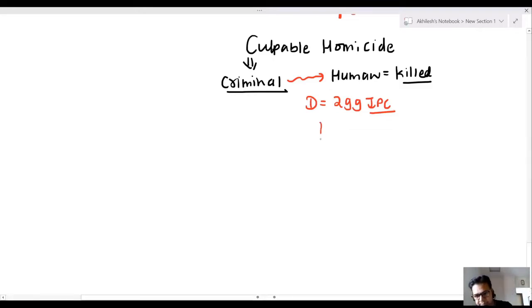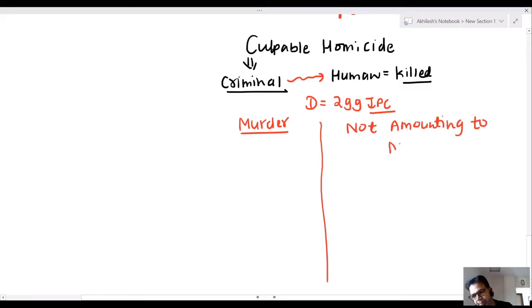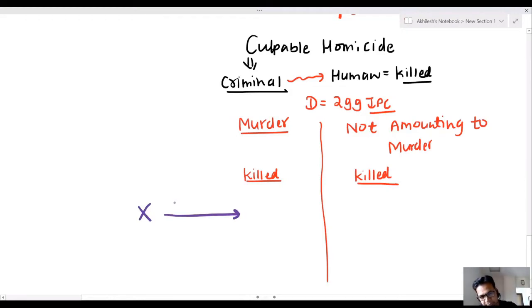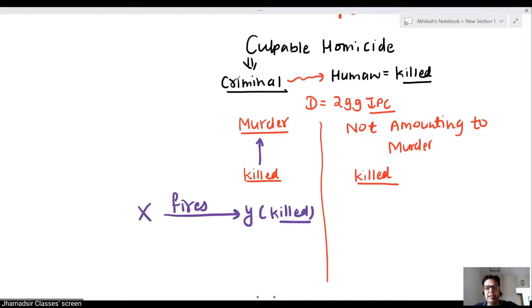Now, sir, it is further differentiated into two categories: murder and culpable homicide not amounting to murder. Sir, what is the difference? In both conditions, a person is killed. Giving an example: X fires on Y and Y is killed. Sir, it is murder. X wanted to kill the person and Y is killed. Yes, it is murder.